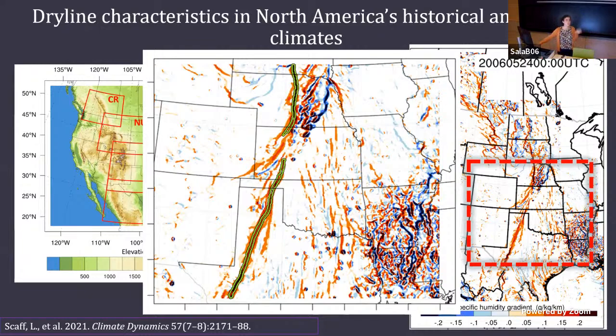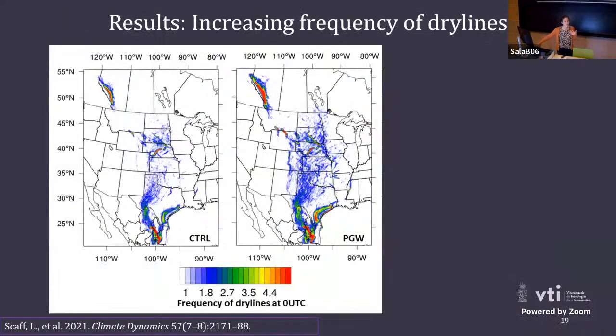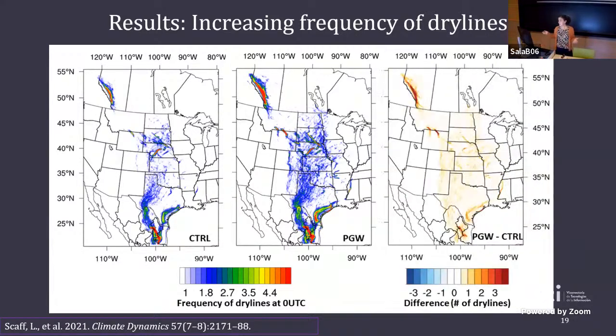With all that information, we create composites to show a climatology of how a dry line looks in the domain, in the entire region. And that's how it looks for the historical simulation on the left and the future simulation on the right. And that's the difference. So you see that there is an increase in frequency of these kinds of features in the region.